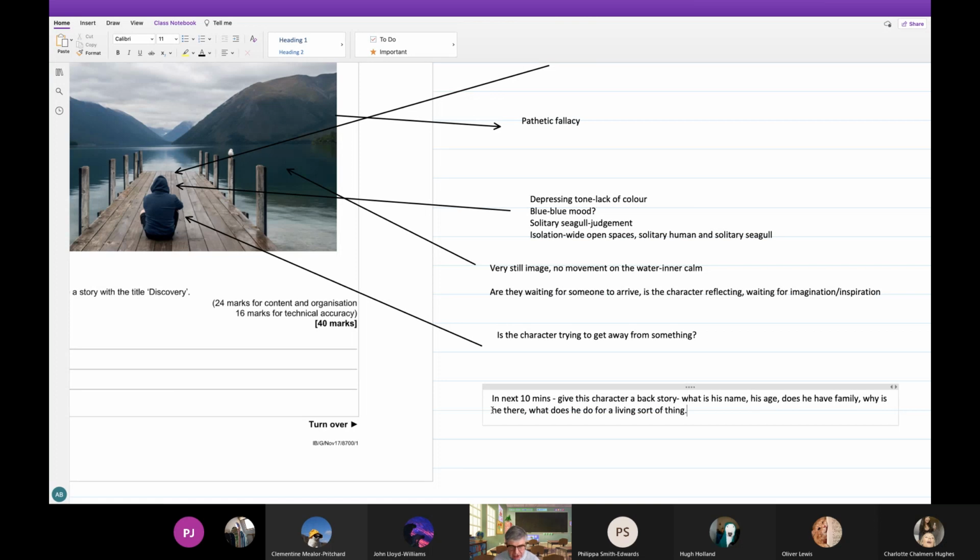So what I want you to do, and again, just do this in note fashion. I don't expect full sentences. Just on your OneNote, jot down initial ideas here. I want you to give this character a name. I want you to give this character a specific age, then a bit of background detail about them. Do they have family? What are the family members? Why is he there? Begin to speculate about why he's there. What does he do for a living? Just begin to play about with that individual character and put some flesh on the bones of it. Why have we only seen the back of this character? Think about that. Give me some sort of physical description of them as well.